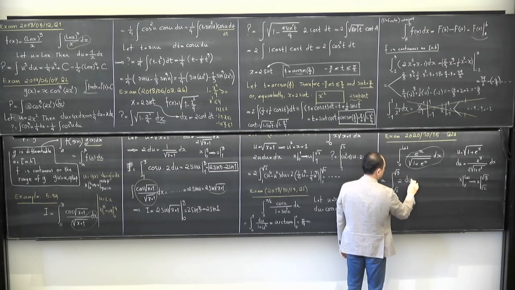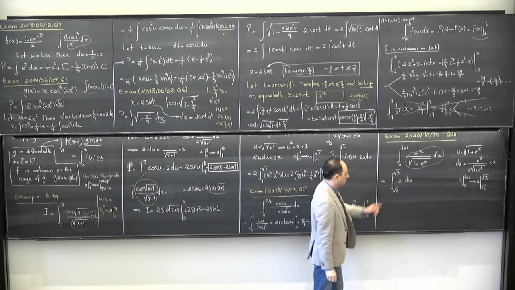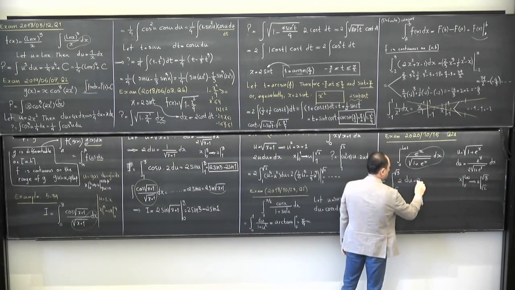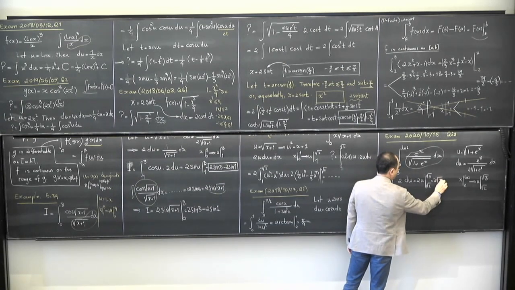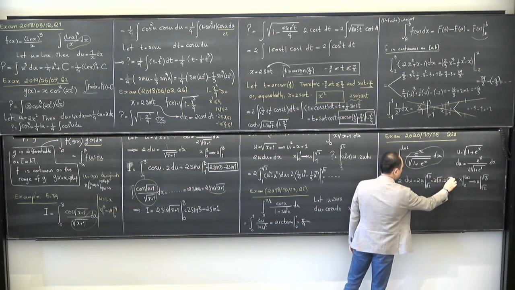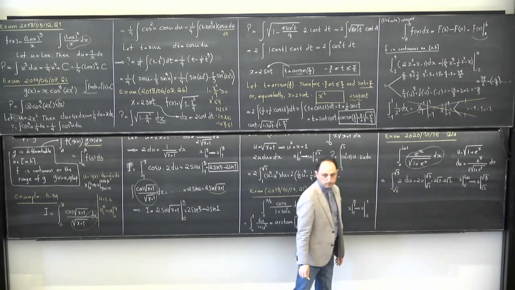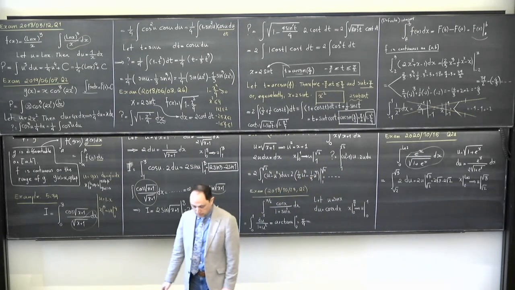That's it. What is the integral of 2? It is just 2u, and it goes from square root of 2 to square root of 3. So the answer becomes 2 square root of 3 minus 2 square root of 2. That's the answer. Is that clear?